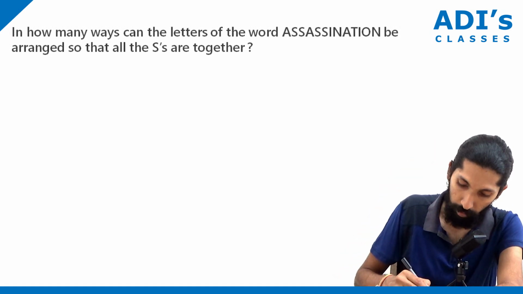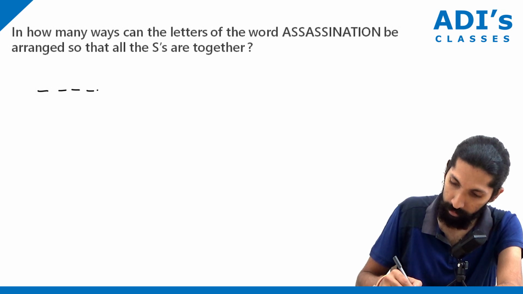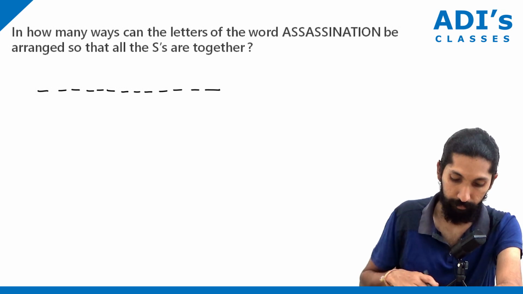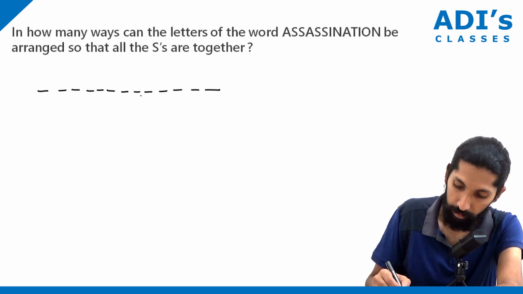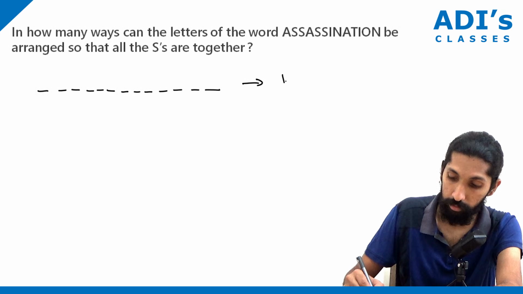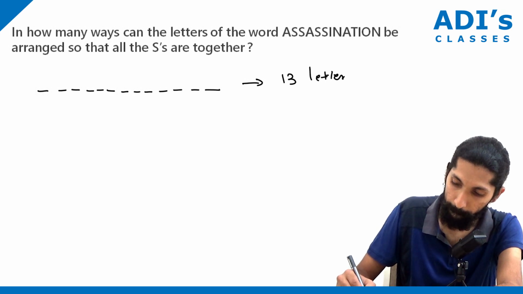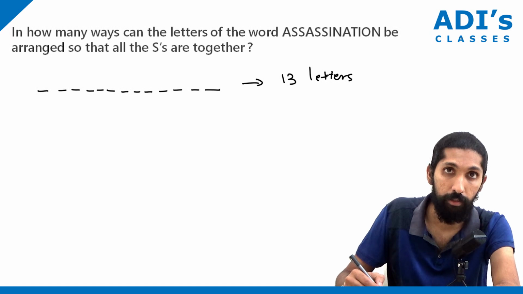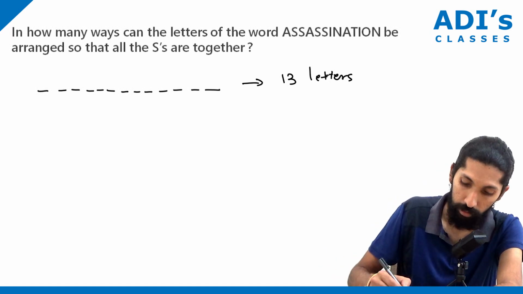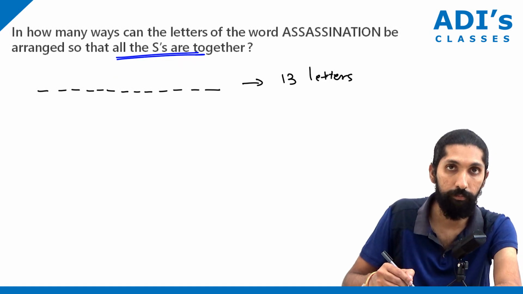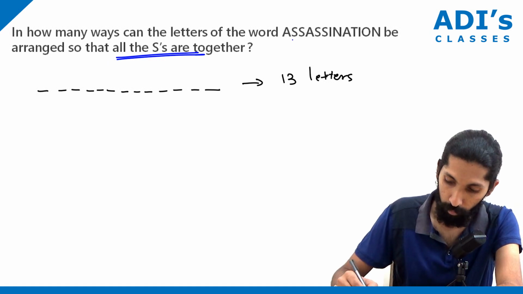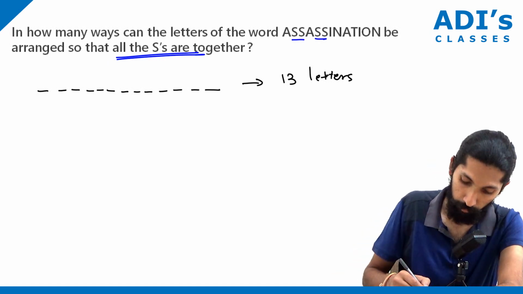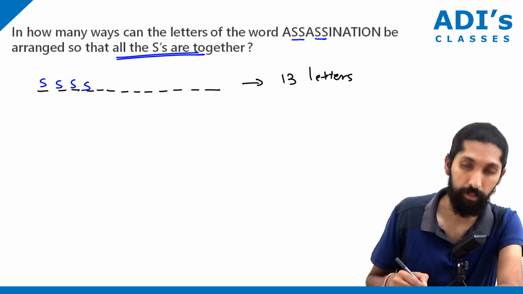So first, we have 1, 2, 3, 4, 5, 6, INATION, correct? So these many number of letters. So 1, 2, 3, 4, 5, 6, 7, 8, 9, 10, 11, 12, 13. So in total, there are 13 letters. 13 letters. Now the condition is what? The condition is all the S are together. Correct? Since all the S should be together, how many are there? 4. Correct? So we'll make sure that all 4 S are together.